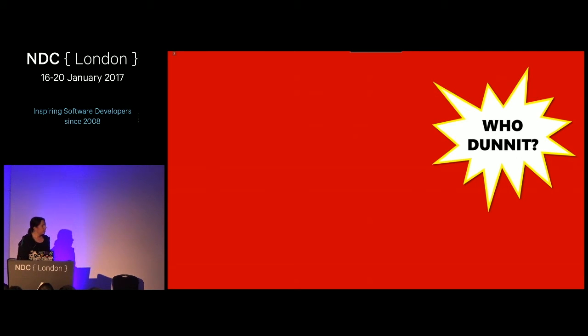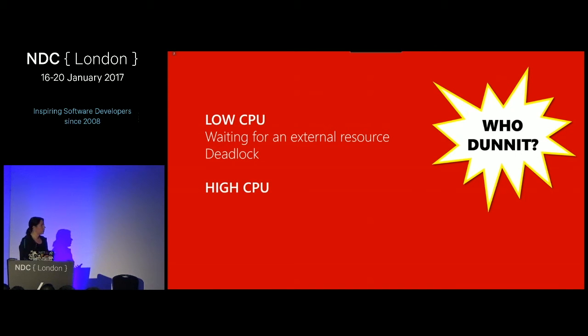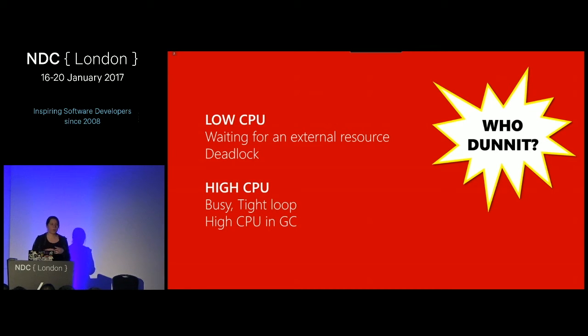Again, who did it? Well, we have two kinds of performance issues, low CPU and high CPU. Low CPU is when you're waiting for an external resource like a database or a web server, or if you're in a deadlock. And high CPU is if you're in a busy or tight loop, obviously, or if you manage to get high CPU in GC. Something that gets you high CPU in GC would be, for example, allocating a lot of large objects, because if you allocate a lot of large objects, you'll trigger a full garbage collection every time you create a large object. So if you're concatenating large strings, which are immutable, so you create new strings all the time, then you'll easily get into a high CPU in GC issue.